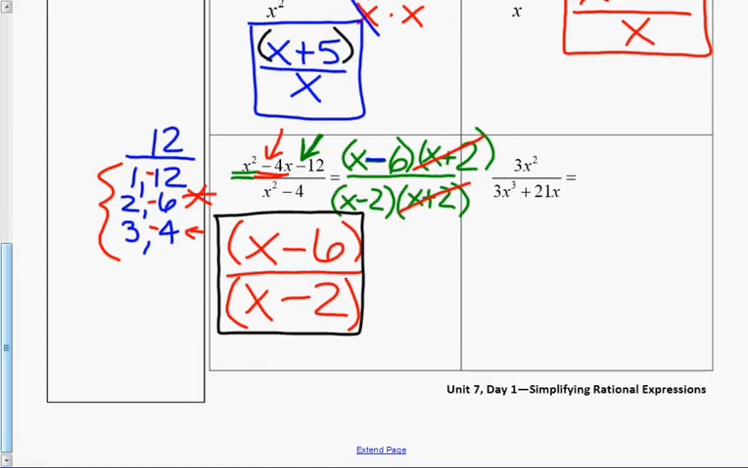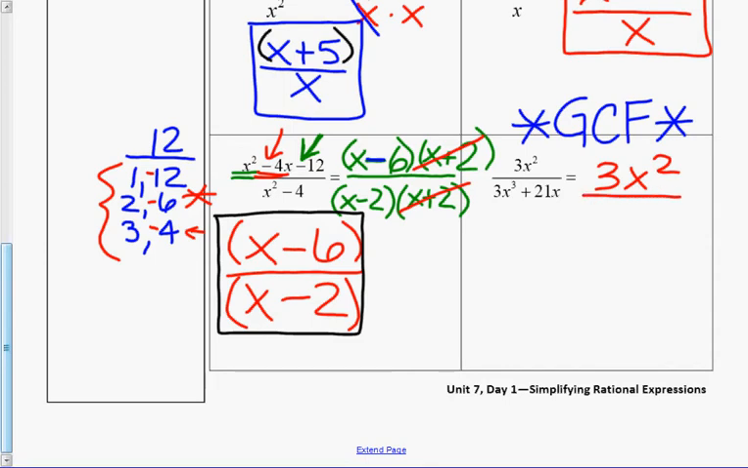This one is one of your favorites, I know for sure, because we're looking for a GCF. Don't forget about that. So we need the GCF. In the numerator, we just have 3 times x squared. There's nothing you could do with that. You can't factor that. But in the denominator, we do have a GCF. So let me give you a second to think about that. And we see that we could take out 3x, and then what's left?